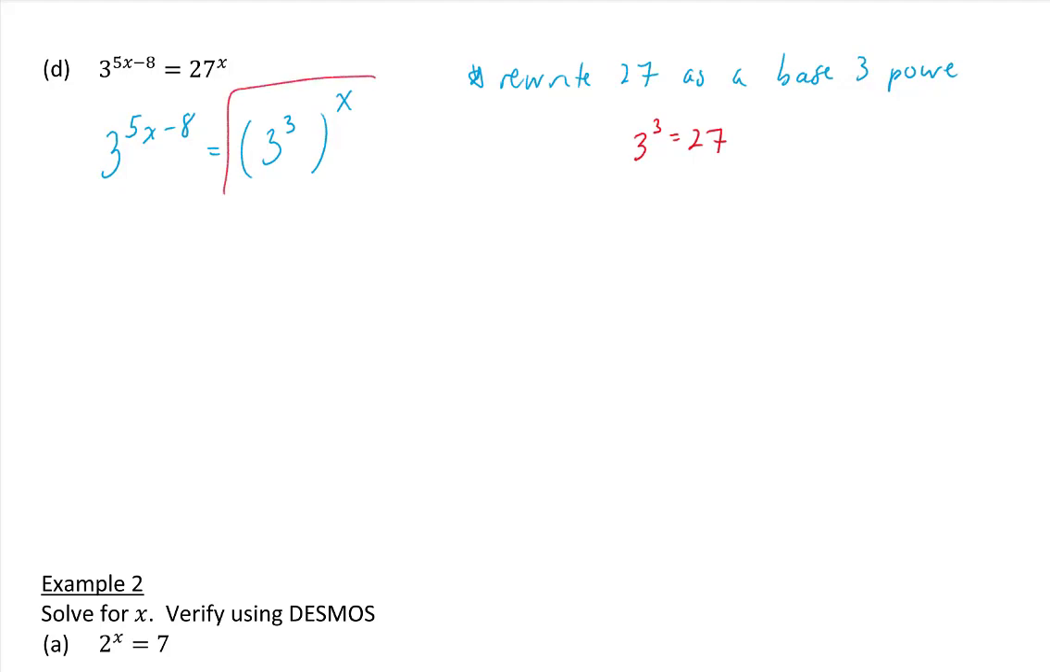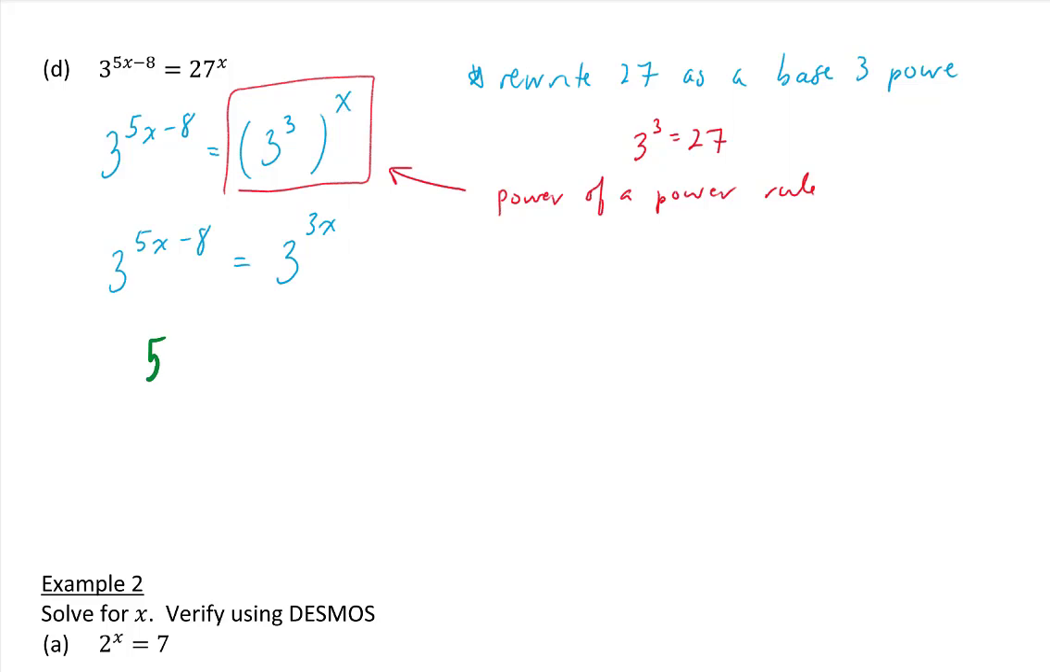For this part here, we need a power of a power rule, because it's an exponent raised to an exponent. So we get 3 to the exponent 5x minus 8 is equal to 3 to the 3x. The power of a power rule states we multiply the two exponents. Now that the bases are the same, we can drop the bases and set the exponents equal to each other. So we get 5x minus 8 is equal to 3x.